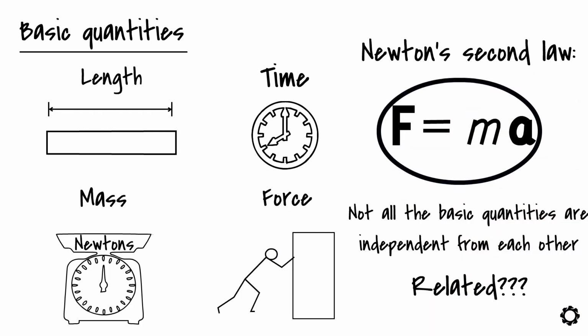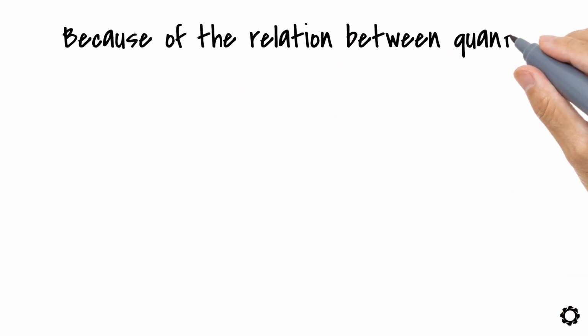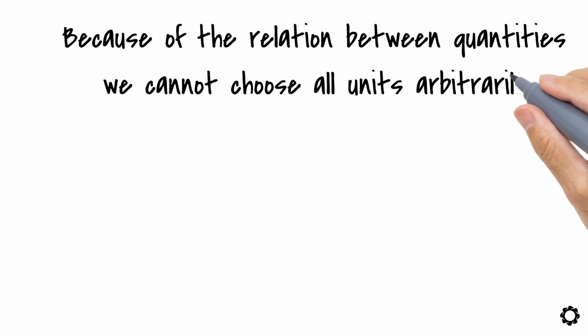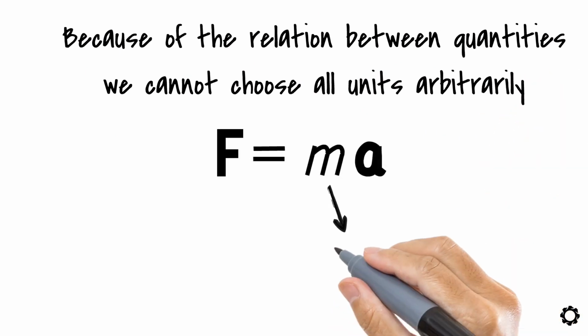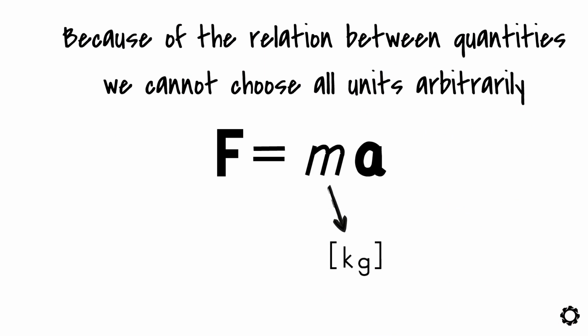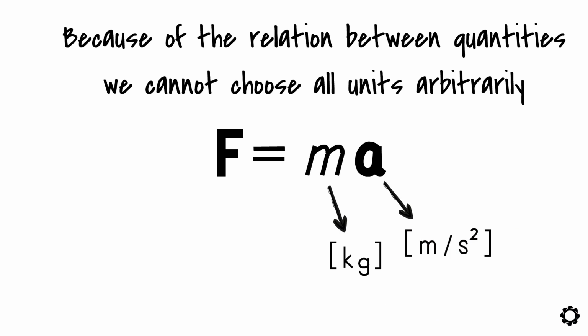For measuring those quantities, we need units, and because of the relation between quantities, we cannot choose all units arbitrarily. As you can see in the equation, we have mass, for which the unit is the kilogram. We also have an acceleration, which is derived from the two basic quantities, length and time, for which the units are meter and second. These three mentioned units are known as the base units.